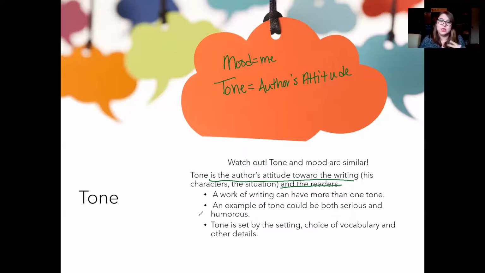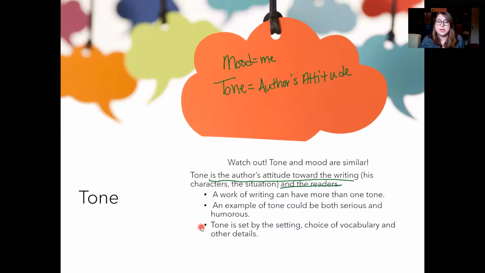We want to think the same thing about when people are writing. We express our attitudes in the words that we use and how we say things. Now, a work of writing can have more than one tone. So for example, I could have a tone that is both serious and humorous. I could be writing something informational, but I could make it funny. So when we talk about tone, there can be more than one, and tone can change. Just like mood, I could start a certain way and then end a certain way. What we want to remember is that these things are flexible and can change.